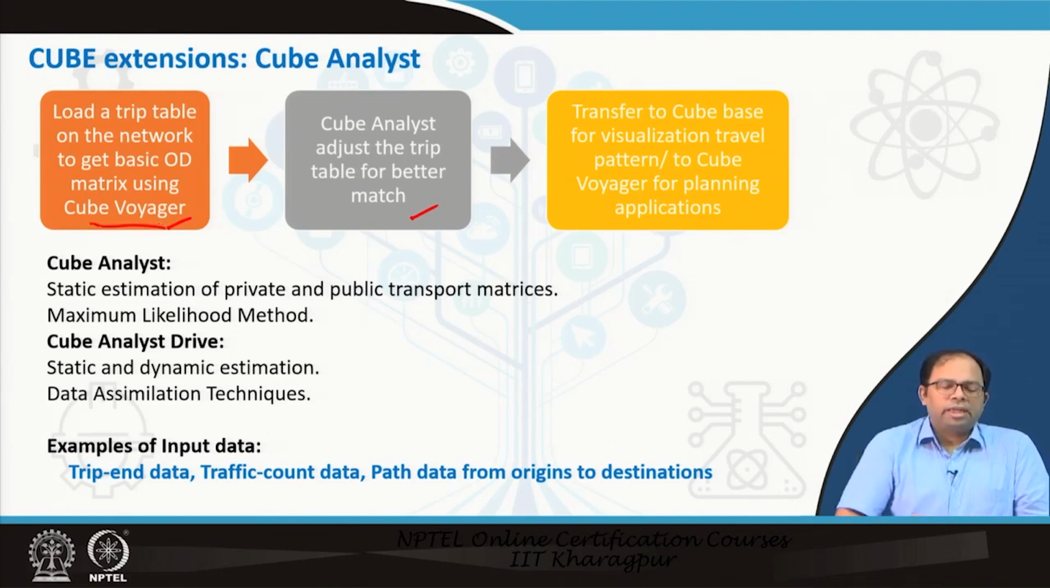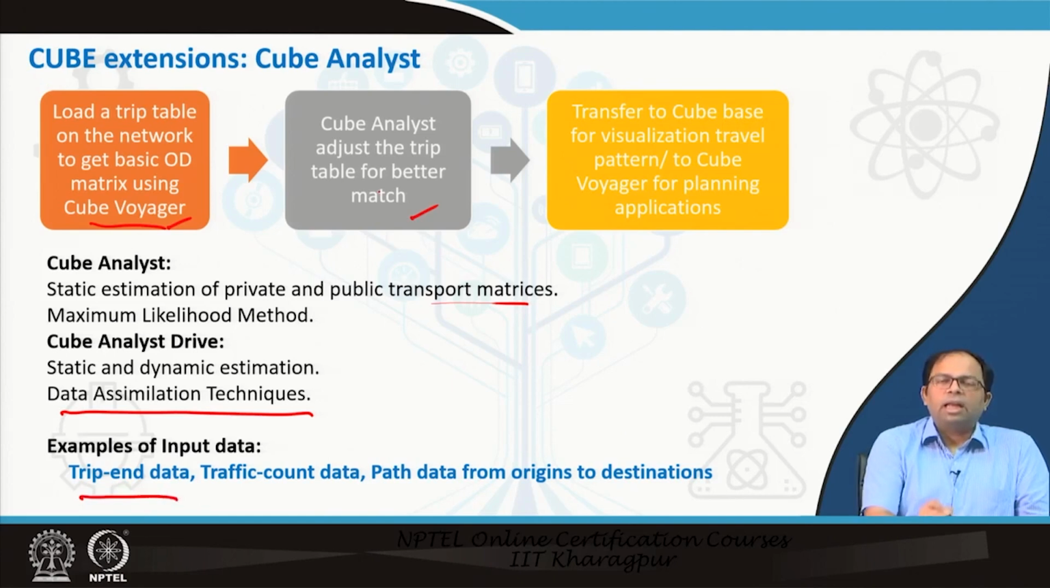So from Cube Voyager, the data that we are predicting and from the trip tables, whatever OD matrices are generated, could be analyzed with Cube Analyst using the actual flows that we observed from surveys, and those two could be matched. So Cube Analyst does static estimation of private and public transport matrices using the maximum likelihood method, whereas Cube Analyst Drive can also do dynamic estimation using data assimilation techniques. So these are the two techniques being used, and the input data is trip end data. That means what kind of data does Cube Analyst take in to give us the modified OD matrices. These modified OD matrices are finally used for forecasting.